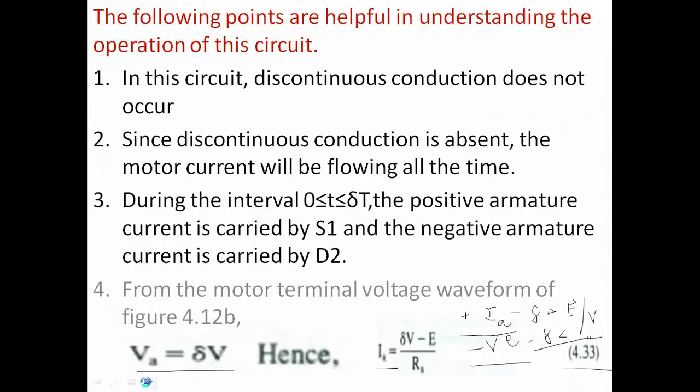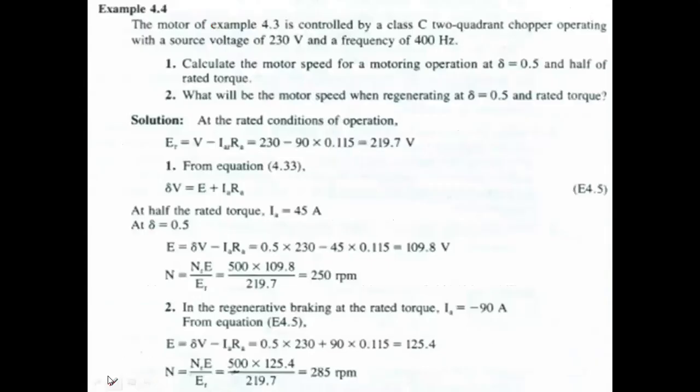Next, we will go to a problem. A motor of the previous example 4.3 is controlled by a class C two quadrant chopper operating with a source voltage of 230 volts and a frequency of 400 Hz. First, calculate the motor speed for a motoring operation at delta equal to 0.5 and half of the rated torque. Second, what will be the motor speed when regenerating at delta equal to 0.5 and rated torque?